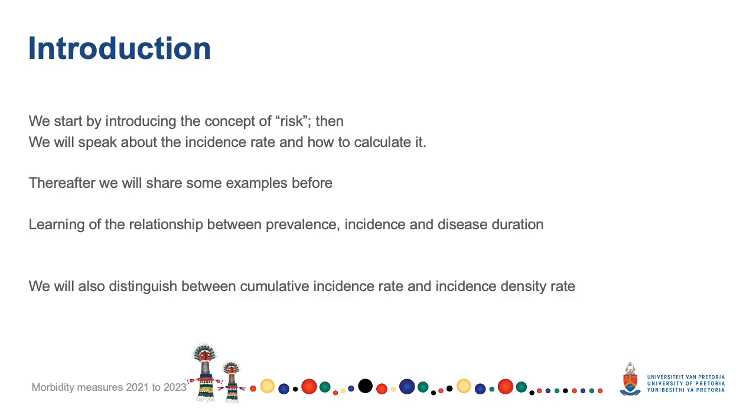We're also going to learn that there's a relationship or a formula that links prevalence, incidence rate, and the duration of the disease. That's the third variable that links them together. We're also, from time to time during this video, going to distinguish between two kinds of incidence rate, the cumulative incidence rate and the incidence density rate.